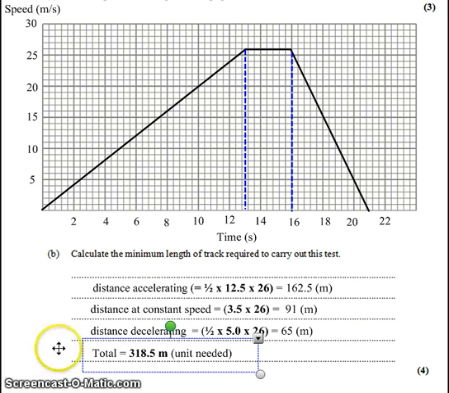For the marking, you get 1 mark for each of your individual distances calculated, and you get 1 mark for adding together those distances. Now if you made a miscalculation earlier on in the question in one of those 3, you can still get the 4th mark by adding them together correctly.